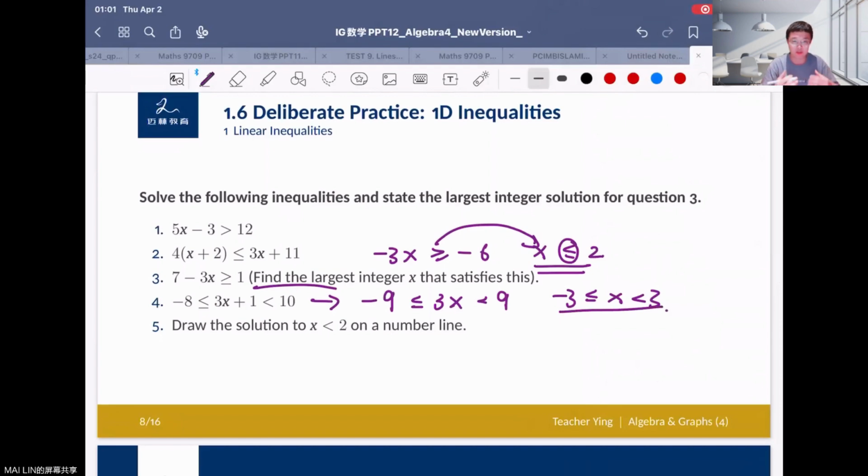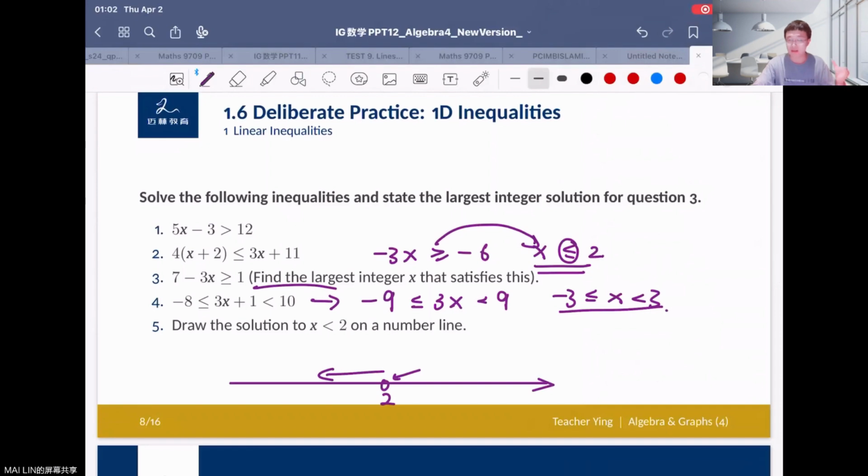And the fifth problem is to draw the solution of x smaller than 2 on the number line. So first you draw the number line, and here is 2. For x smaller than 2, you draw an arrow to the left, right? And also remember that here is a hollow circle. It's a hollow circle, okay? That is very important.